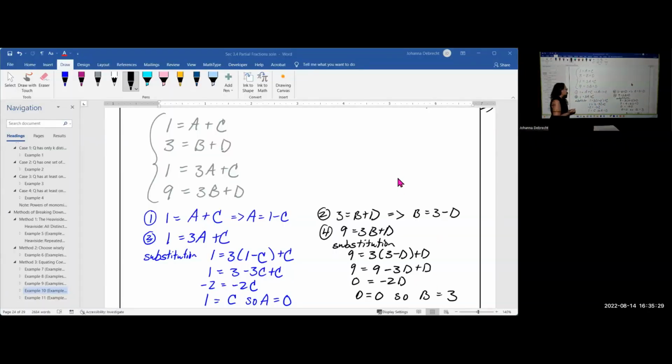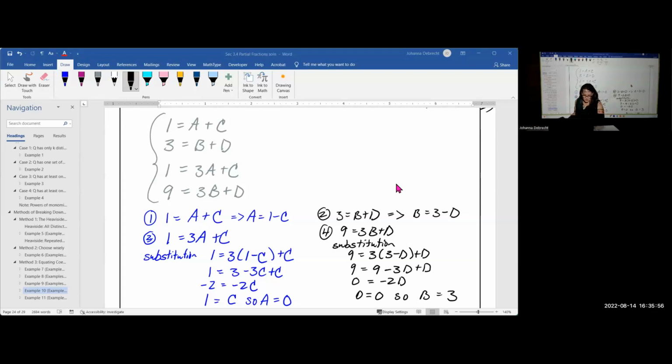Okay, let's see what you came up with. So I took equations 1 and 3. I solved equation 1 for A, and I substituted it into equation 3. That let me get that C was 1, so A is 0. I did a similar thing for equations 2 and 4. I took equation 2 to solve for B. I substituted that into equation 4. That allowed me to find that D was 0, so B is 3.